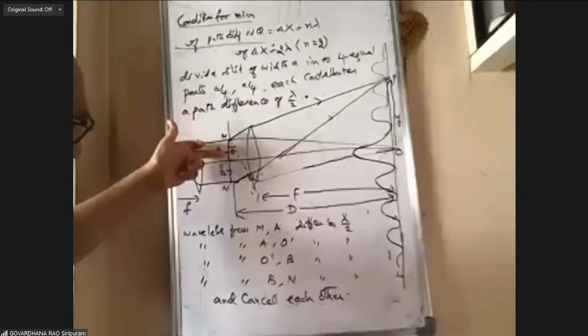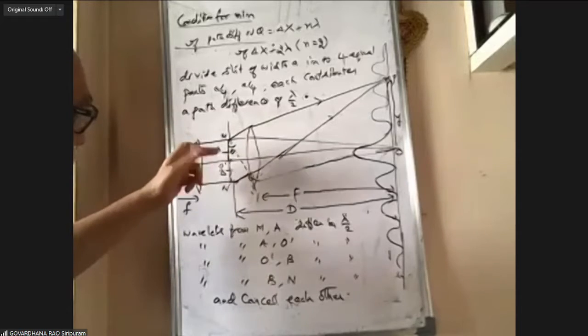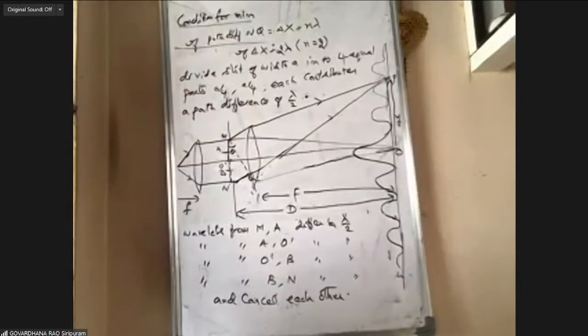And each differs by path difference lambda by 2. So 4 lambda by 2 is how much? 2 lambda. Again, they all cancel each other, producing 0. Follow? Right?